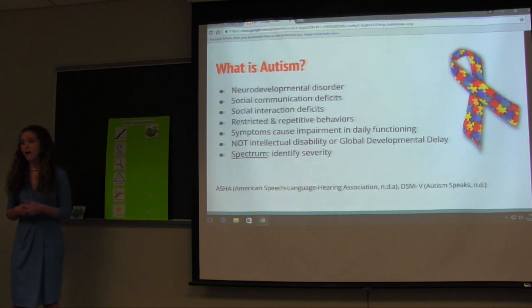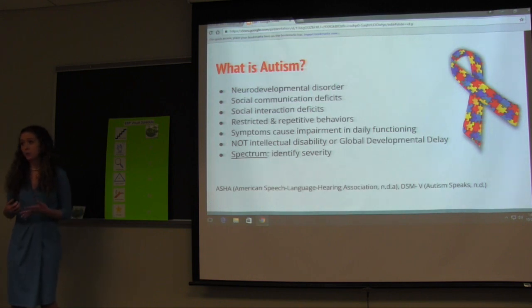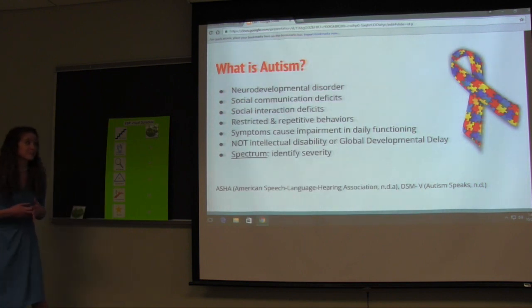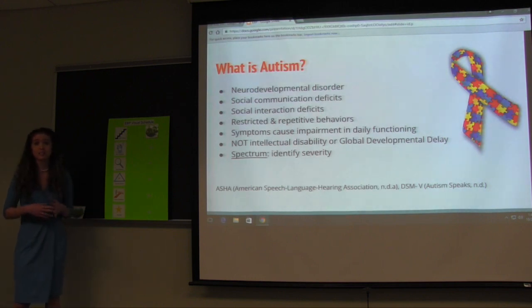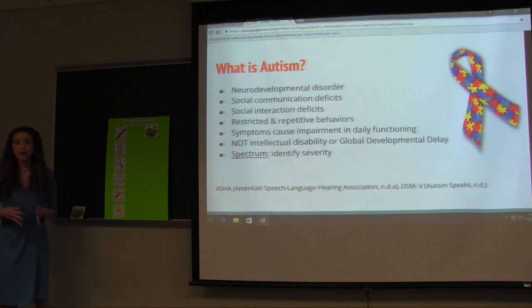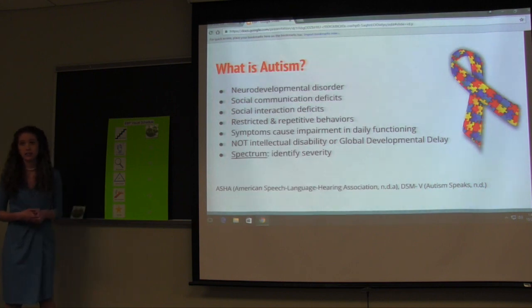These children may also have repetitive and restricted behaviors such as repetitive motor movement or repetitive use of objects. They will also have limited interests such as only really liking SpongeBob. These symptoms cause impairment in daily functioning across all contexts and communication partners. It's also very important to note that this is separate from an intellectual disability or global developmental delay. Even though, yes, some of these children may have intellectual disability, it is not part of this diagnosis.